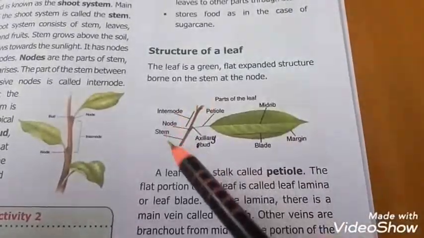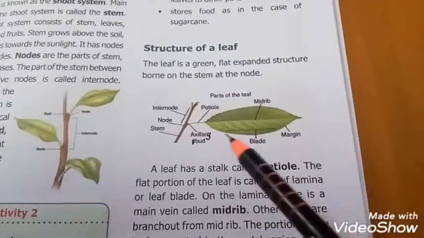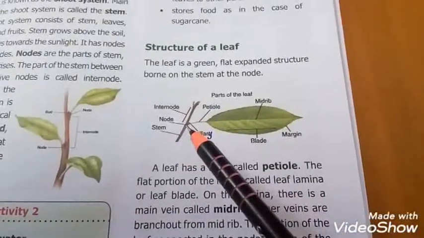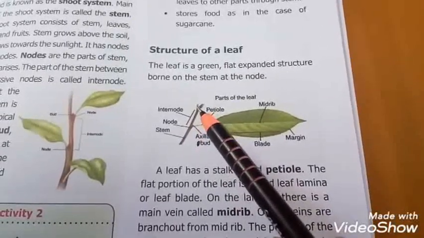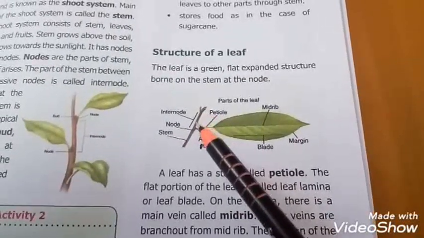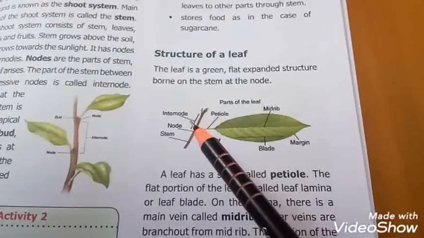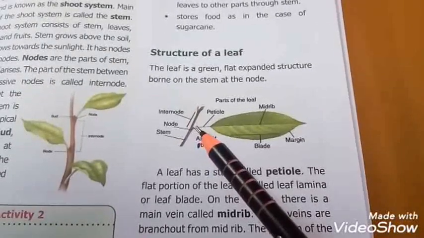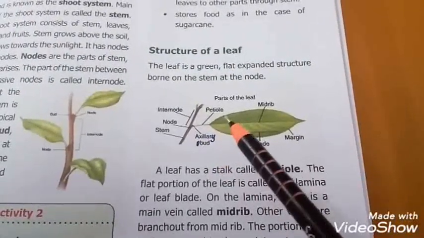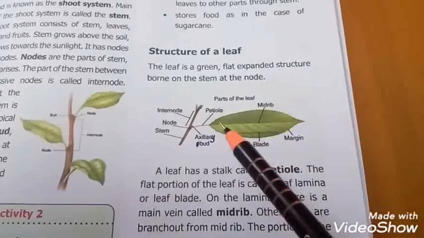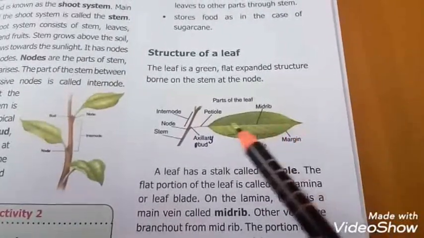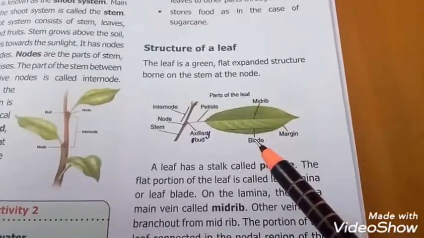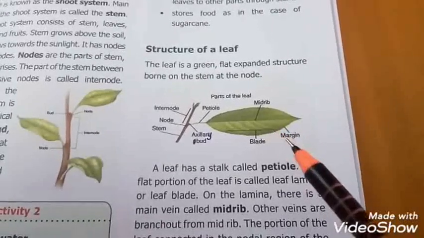And this is the structure of the leaf. Students, look at the image carefully. This is part of the stem and this point is a node, and the distance between two nodes is the internode. This part is the petiole and this is the point of the axillary bud. This whole part is the leaf, and the center line is the midrib, the side of the leaf is the blade and this line is the margin.